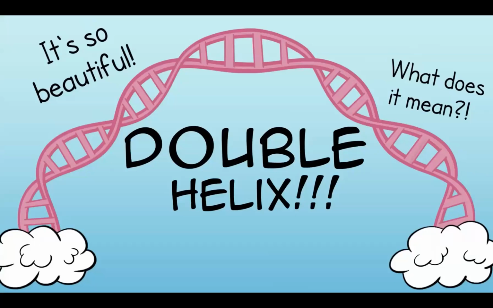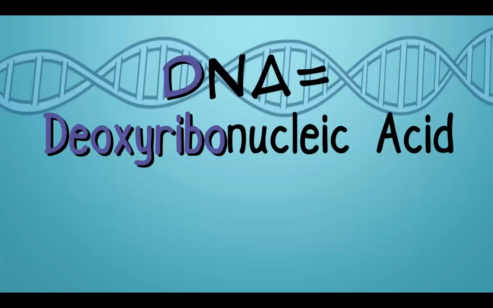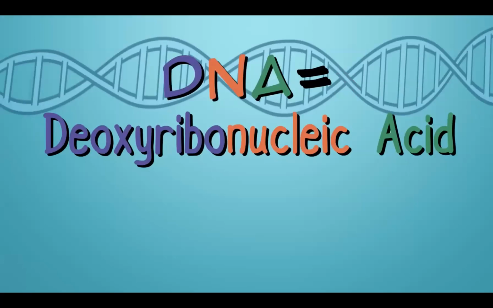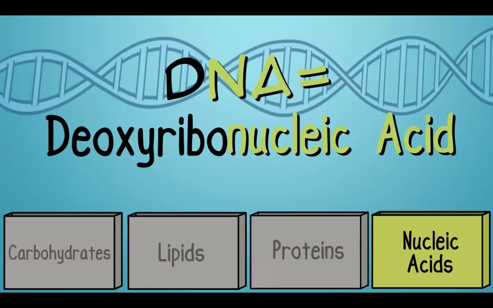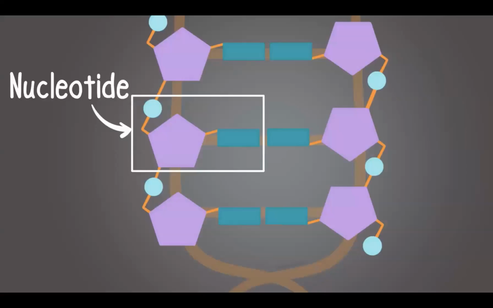DNA has a beautiful structure, and that structure will help you understand how inheritance works. DNA stands for deoxyribonucleic acid. It's a type of nucleic acid. If you remember from our biomolecules video, nucleic acids are a type of biomolecule. Nucleic acids are made up of building blocks called nucleotides.